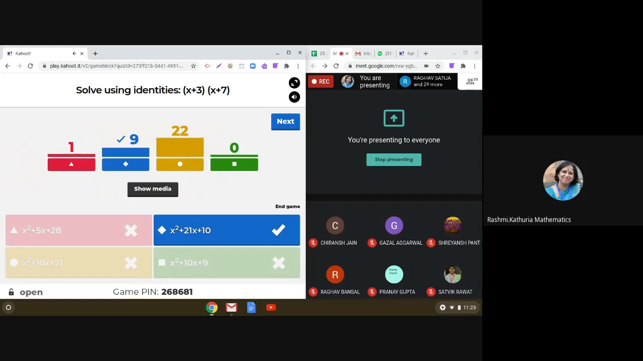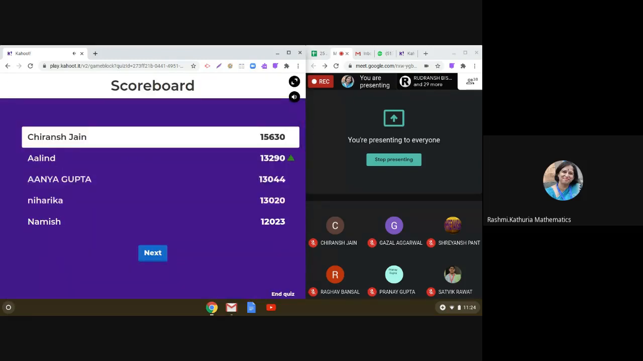Wonderful. So you can see simply (x plus 3) into (x plus 7), you can directly do it by the process of multiplication of two binomials, or you can use the formula (x plus a) into (x plus b). So if you apply that directly, you can get the answer x square plus 10x plus 21. That's the correct one. Okay, good luck coming up to the next one. Oh my God, see how this changes, it creates a lot of vibrations also. I'm so excited to see the change in the leaderboard. Okay, all the best to everyone.